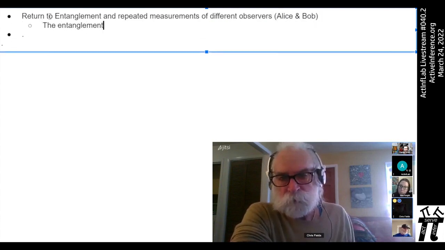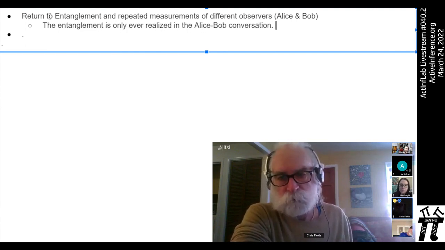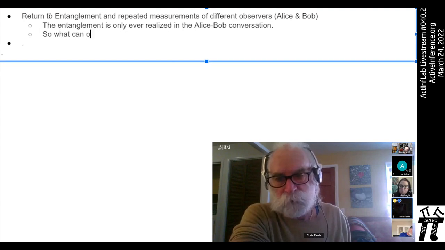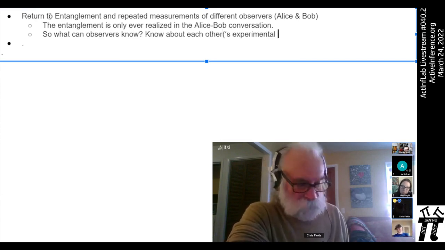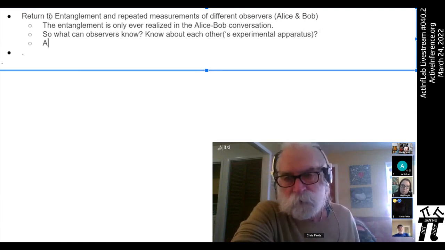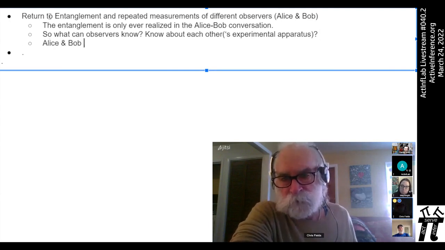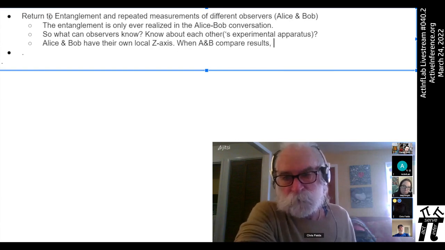Then this question of scale becomes a question about how observers interact and what observers can know about each other and about each other's experimental apparatus. So when I described the entanglement experiment, I said Alice and Bob each have their own local z-axis. And when they get together and compare their results, they make a very important assumption, which is the assumption that their z-axes are comparable.